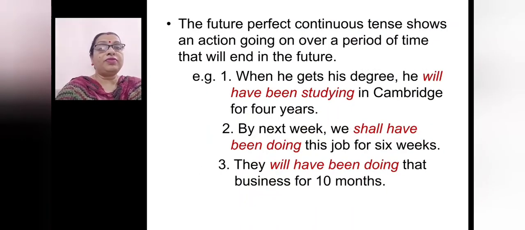The future perfect continuous tense shows an action going on over a period of time that will end in the future. When he gets his degree, he will have been studying in Cambridge for 4 years. By next week, we shall have been doing this job for 6 weeks. They will have been doing that business for 10 months.